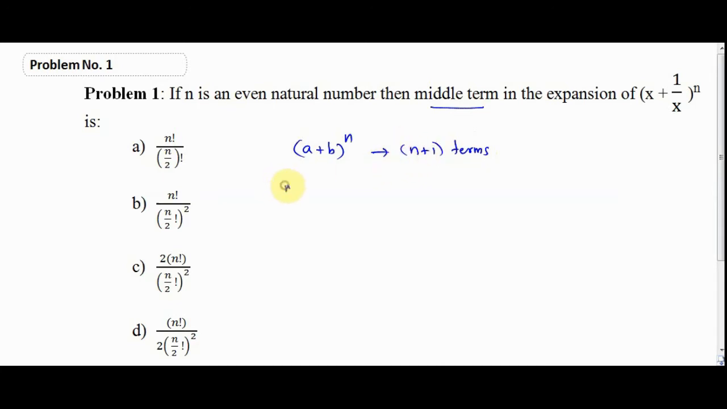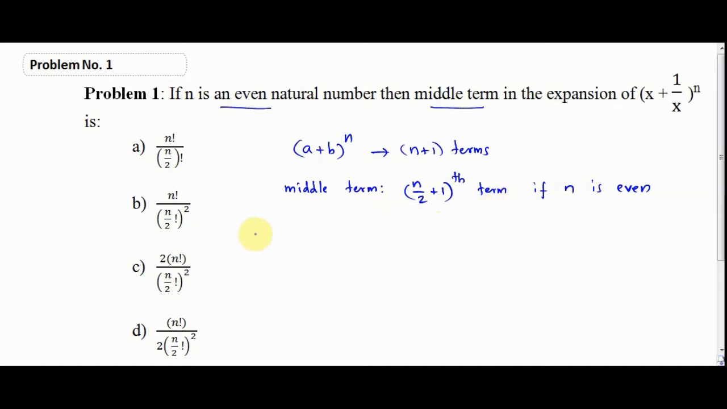And the middle term in the expansion will be the (n/2 + 1)th term if n is even. Here in the question it is given that n is an even natural number. So therefore the middle term will be the (n/2 + 1)th term.